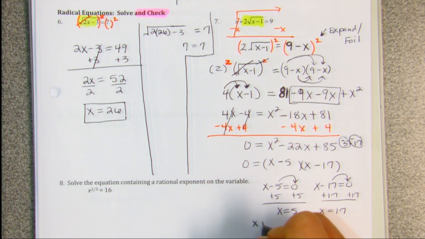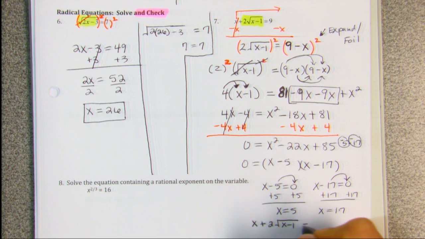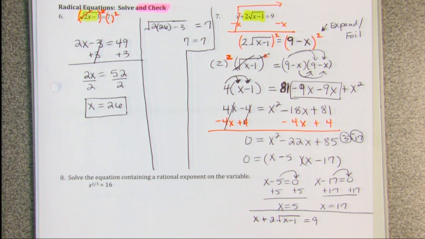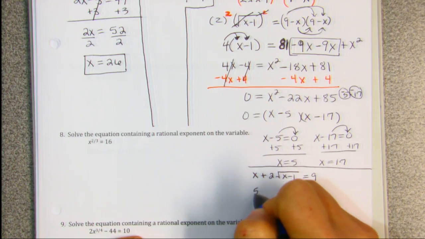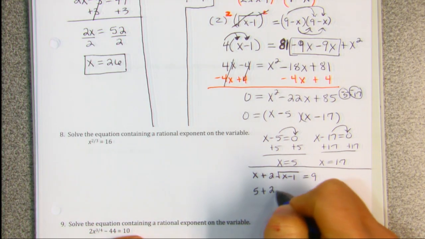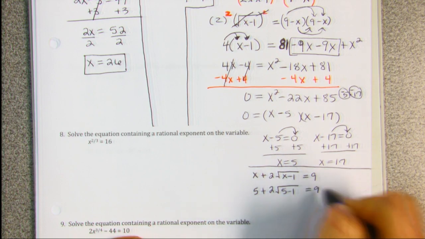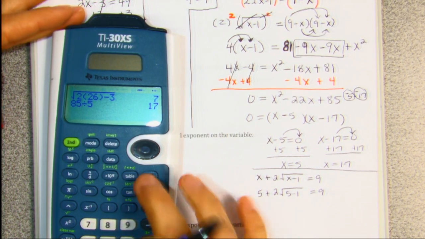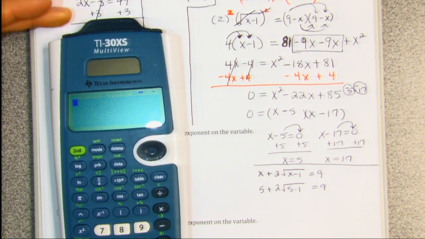So the original problem was x plus 2 times the square root of x minus 1 equals 9. And so when you check, you're just plugging those values in for x to see if it really does equal 9 or not. So I'm going to just write it down. A lot of times you may just type this in your calculator, and that's okay too. But since we're taking notes, I'm going to write it down so you know that we checked it, and we know why one works and the other doesn't.